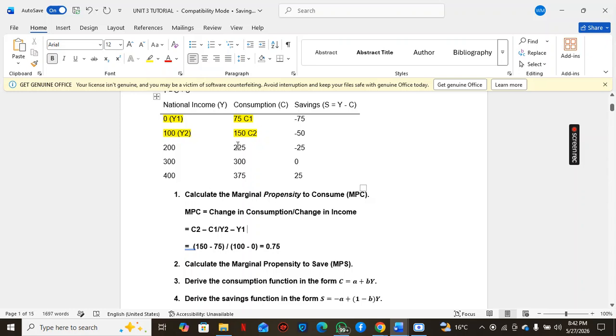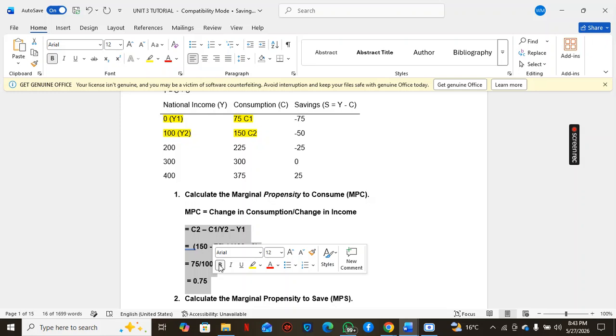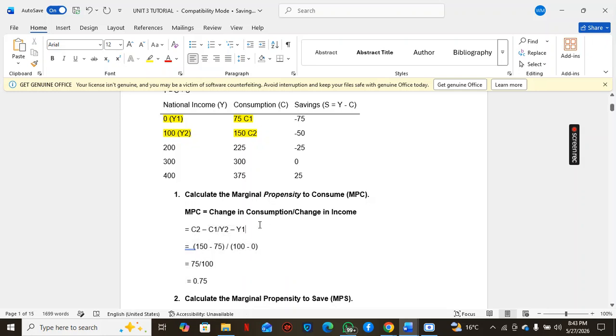So C2 is 150, C1 is 75, Y2 is 100, Y1 is 0. So you're going to say 150 minus 75 over 100 minus 0. 150 minus 75, you get 75. 100 minus 0 is 100. So 75 divided by 100 is 0.75. Any questions?